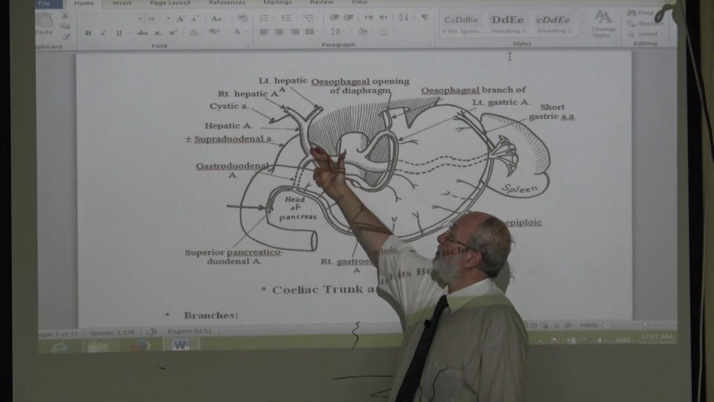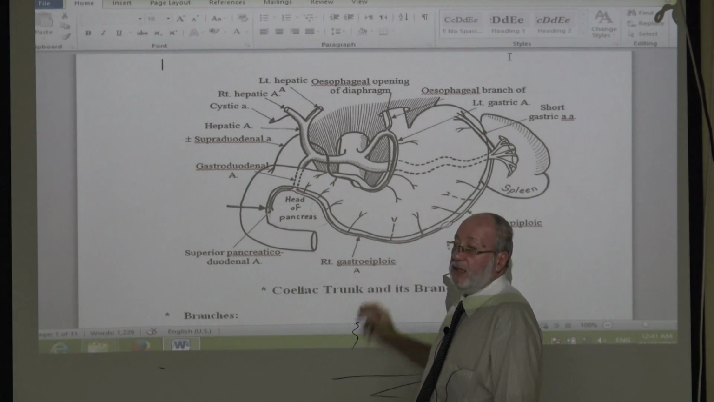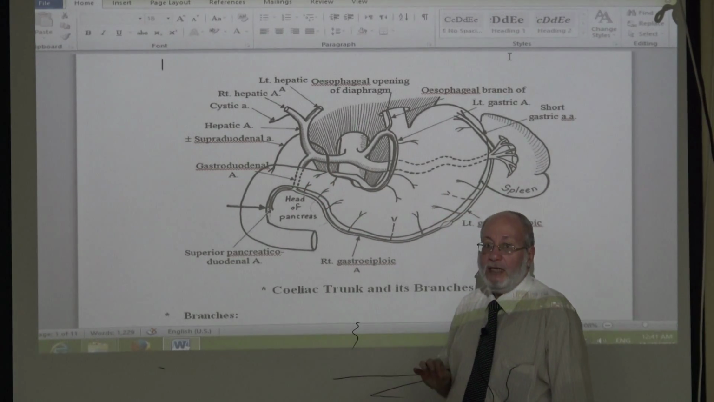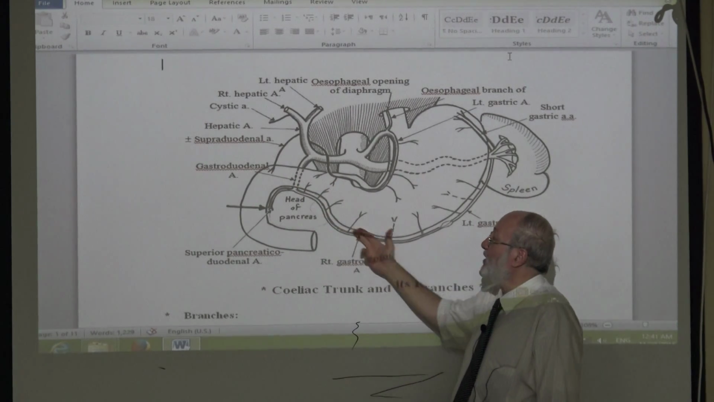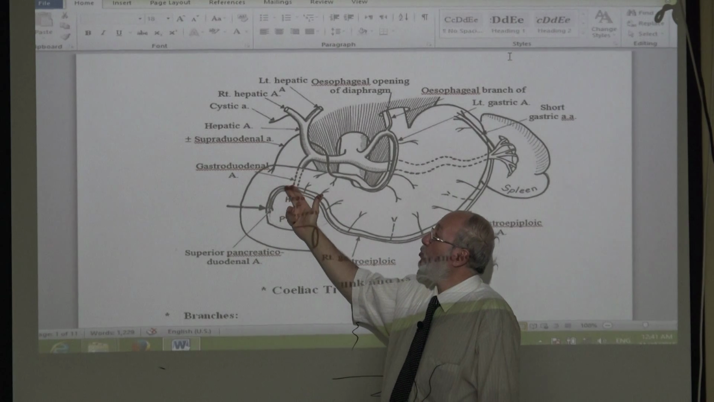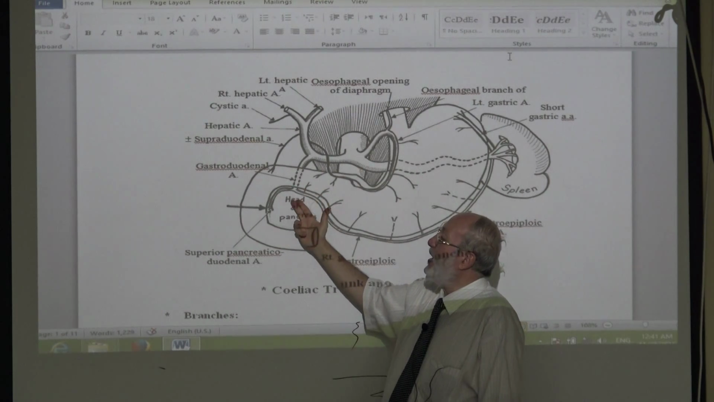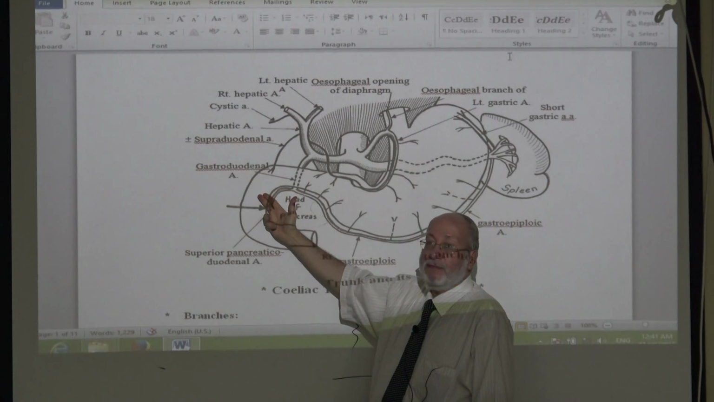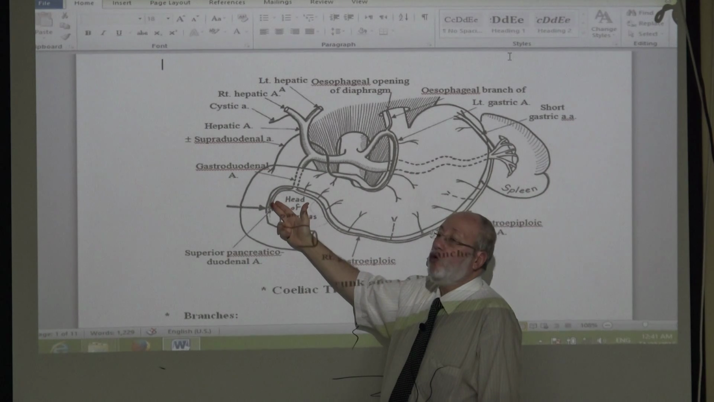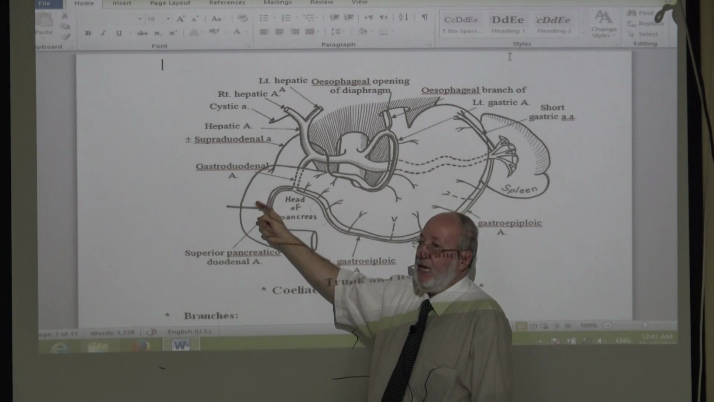Therefore, the hepatic gives the gastroduodenal. Why is it called gastroduodenal? Because it supplies the stomach, by the right gastroepiploic. And why is it called duodenal? It gives blood supply to the upper half of the head of the pancreas and the upper half of the duodenum. Therefore, it gives the superior pancreatico-duodenal artery.